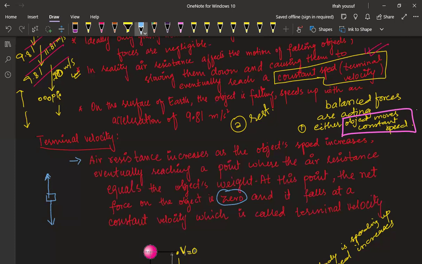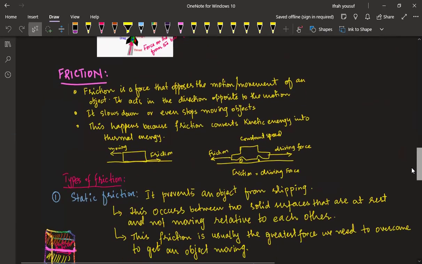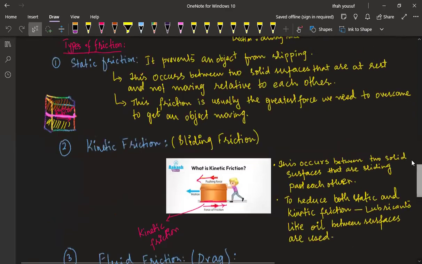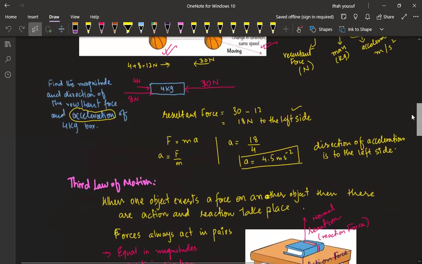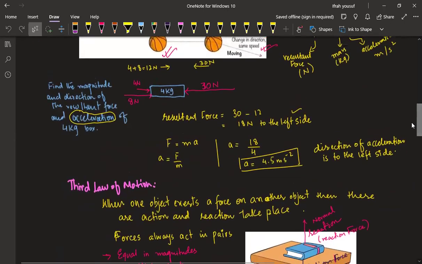What's the net force? Net force, or resultant force, beta. You remember we studied. Let me recall that concept. I think in one of the lessons we discussed how to find out the net force, the resultant force. All right, so let's go back to that lesson.